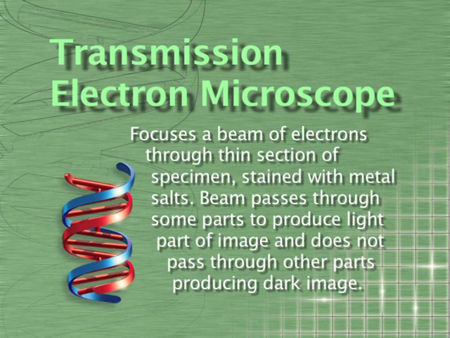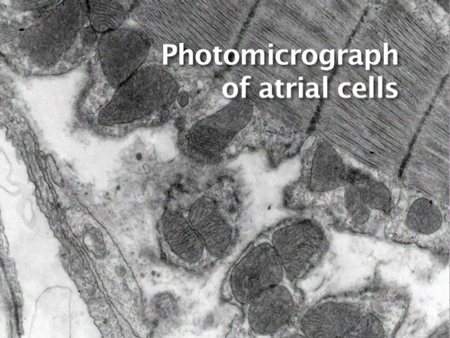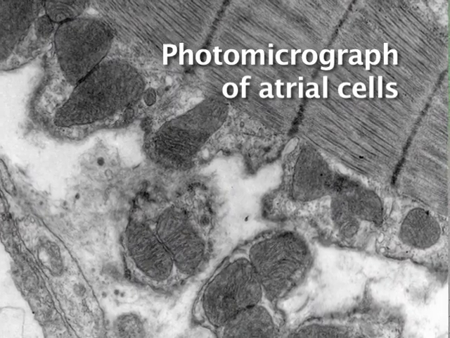As we can see, the transmission electron microscope focuses a beam of electrons through a thin section of material stained with metal salts. The beam passes through some parts of the section and hits a screen. Where electrons were absorbed by the specimen, the area on the image appears dark, and where the electrons pass through, the image appears light. A photograph of the image on the screen is called a photomicrograph.